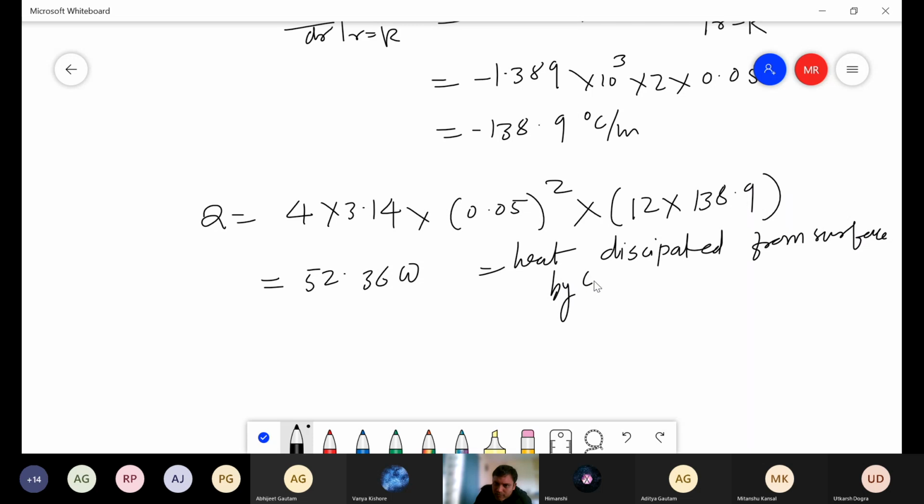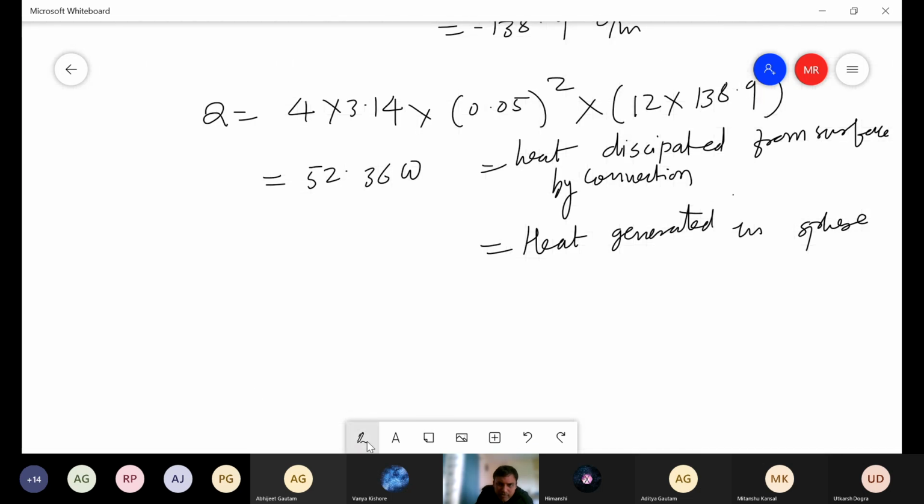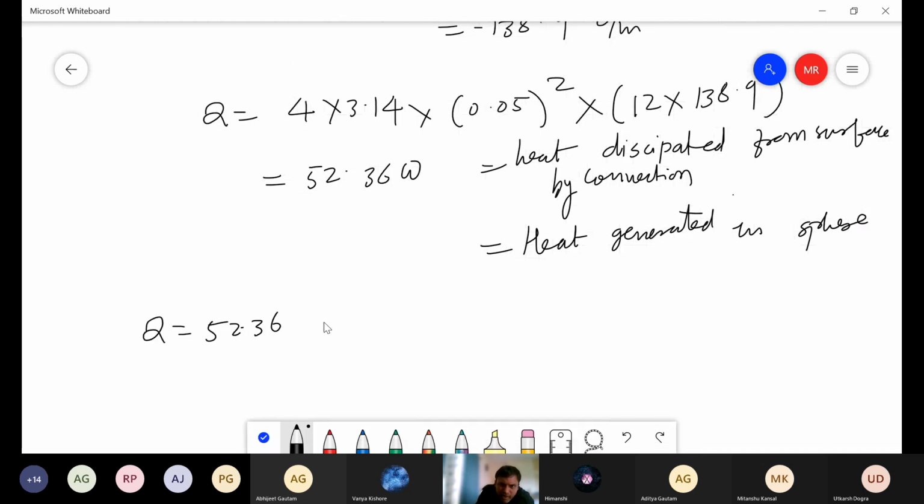So this should be dissipated from the surface by convection, and this is also the same as the heat generated in the sphere. Okay, so now we can calculate the psi v here, because Q is given as 52.36 and this should be equal to volume into psi v, isn't it? That is what the heat generated in the sphere.